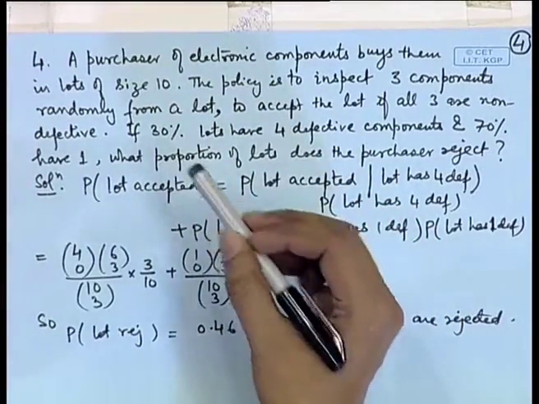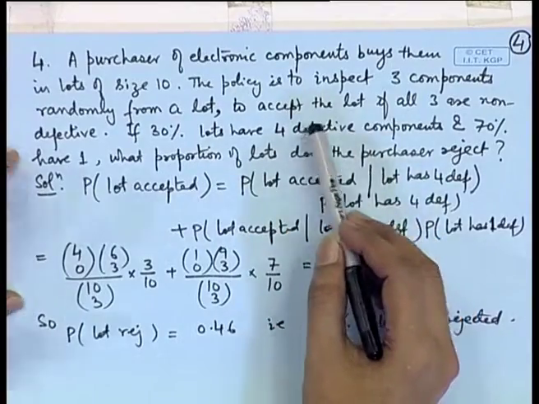So, each lot is having 10 components. What the purchaser will do, he randomly selects 3 components or 3 parts from that lot and he inspects them. If all the 3 are okay, non-defective, he accepts the lot, otherwise he rejects the lot.